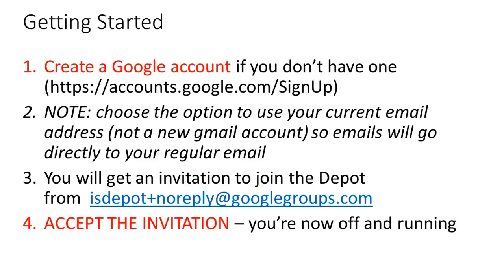But it will also give you the option when you sign up to choose your current email address as opposed to a Gmail account, which is what you should do. That way you don't have to go off and keep checking a Gmail account as well as your regular email account to see if there are notices about the depot. Once you have done that, you will get an invitation to join the depot, and this is the address that it will be coming from. And all you have to do is accept that invitation, and then you are off and running.